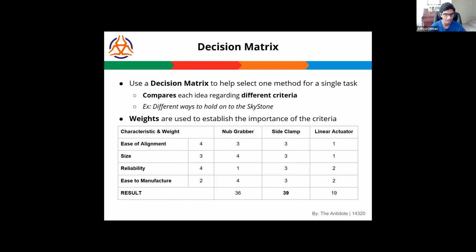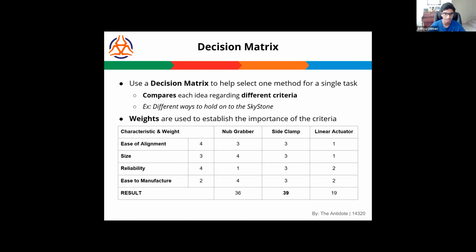And so we just had 4 different criteria that we considered were important for us, which was the ease of alignment, the size, reliability of the mechanism, and how easy it was to manufacture. And as you can tell by the weights, we considered the reliability and the ease of alignment for the mechanism way more important than how easy it was to manufacture the mechanism.